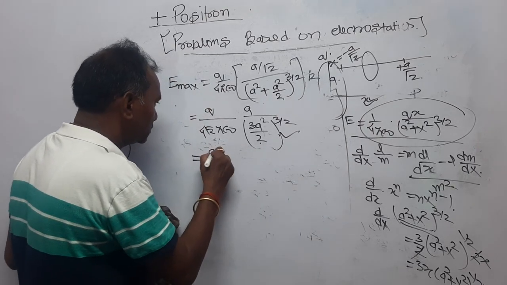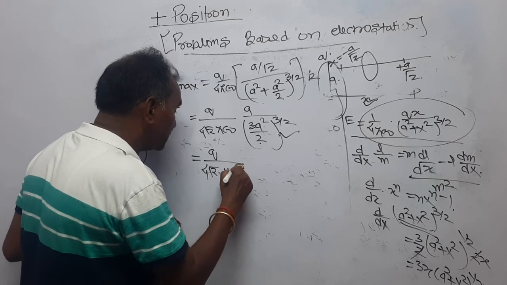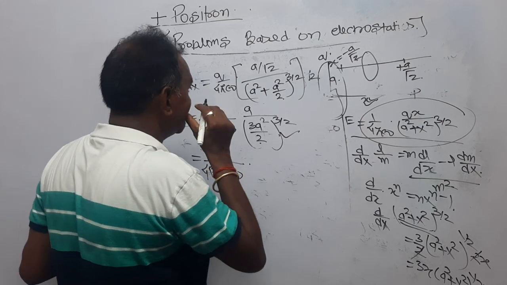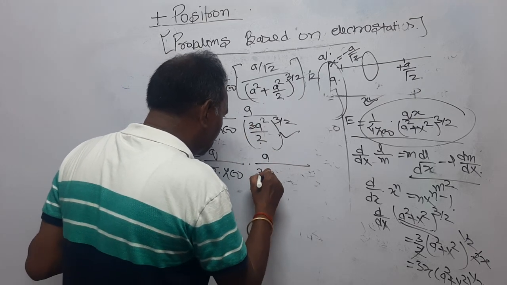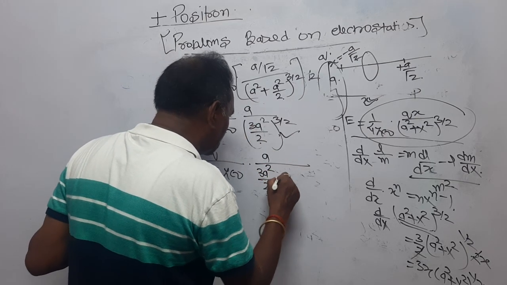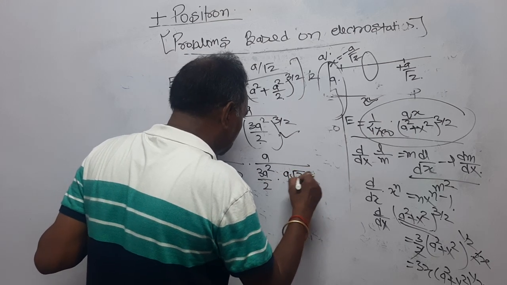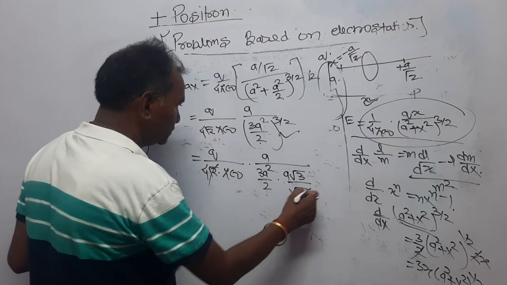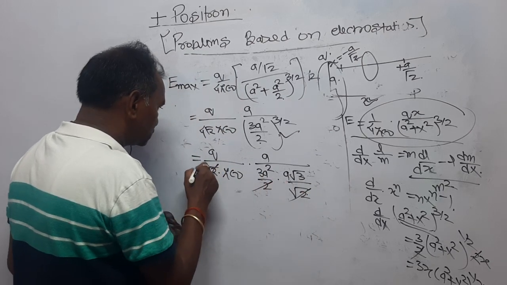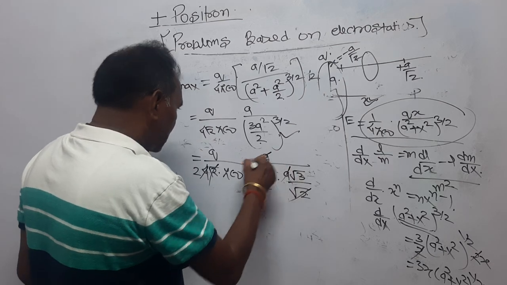this is q upon 4 root 2 pi epsilon naught. This was a. Now it is 3a square by 2 into a root 3 by root 2. Now dear student, this root 2 will be cancelled. These 2 2s make 4. And now this a will be cancelled.